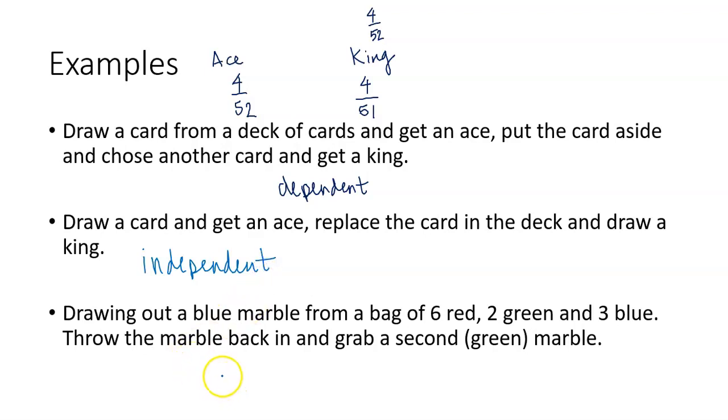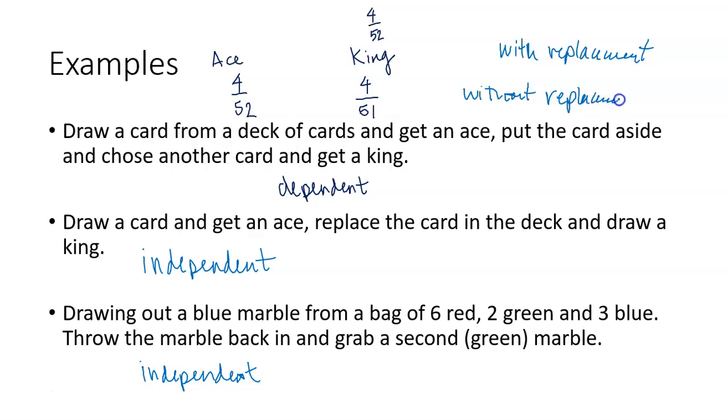Okay, on the third one, drawing out a blue marble from a bag of 6 red, 2 green, and 3 blue. Throw the marble back in and grab a second marble that's green. So because we threw the marble back into the bag, these events are going to be independent. So we call this with replacement or without replacement.